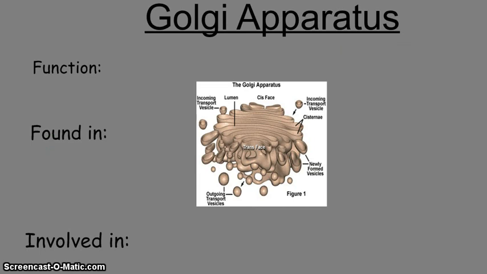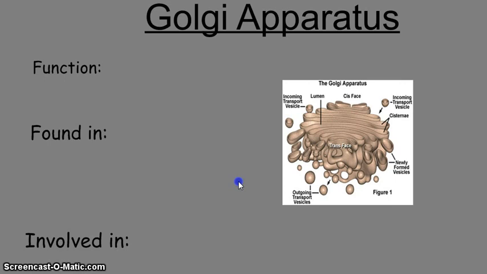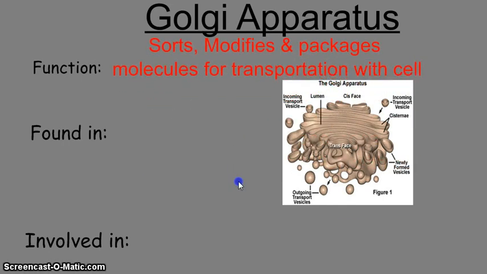The Golgi apparatus. The Golgi apparatus is the one you see on the screen. We'll see that a lot of times it's near the endoplasmic reticulum, which is coming up, and on the edge of the cell, or near the cell membrane. Its job is to sort, modify, and package molecules for transportation within the cell itself and externally to the other cells around it. You can see it's like a conveyor belt going in one way, going out the other way.